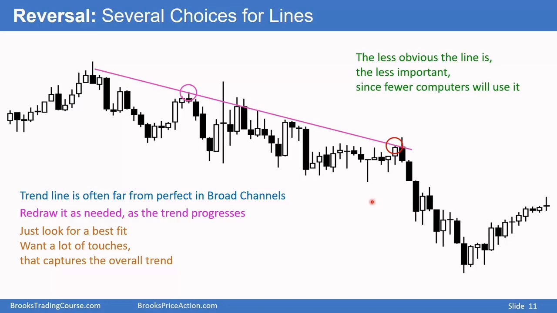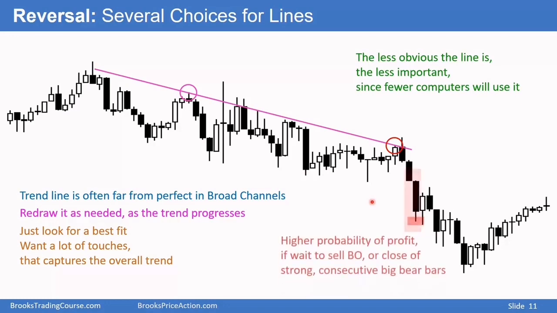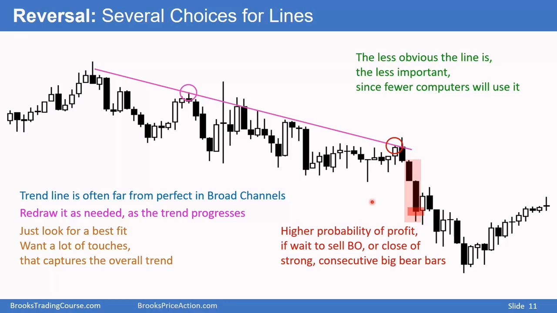If a line is not obvious, it's not important, computers will not be using it, and it will not provide much support or resistance. Can you sell this reversal down? Well, you might be at the bottom of a tight trading range and it might not go far. However, we have a breakout bar closing on its low, a big bear bar closing near its low. At this point, the odds are high that we're going at least a little bit lower. Higher probability of profit if you sell a breakout with strong follow-through, a sell the close market here, expecting at least a little bit more down.